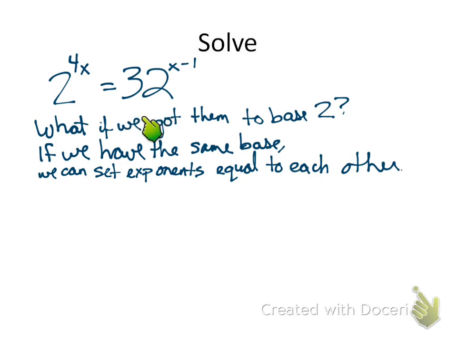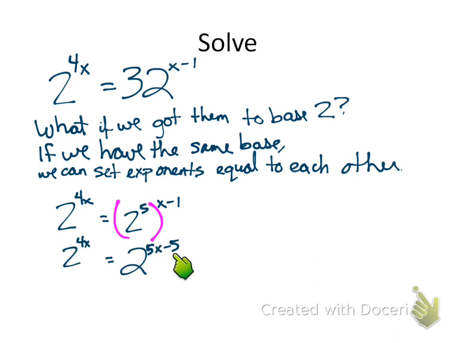We've got to ask ourselves, how could we rewrite 32 to have a base 2? Instead of 32, I'm going to have 2 to the 5th. And now I've got to remember my exponent rules. What happens whenever I have a power raised to a power? We'll need to distribute the 5. You have to get rid of those parentheses.